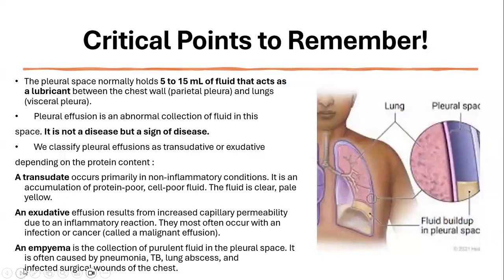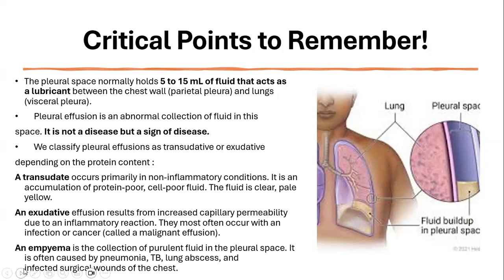Here are the critical points that you need to remember related to pleural effusions. The pleural space normally contains approximately 5 to 15 ml of serous fluid, which functions as a lubricant between the parietal and visceral pleurae, facilitating smooth respiratory movement.